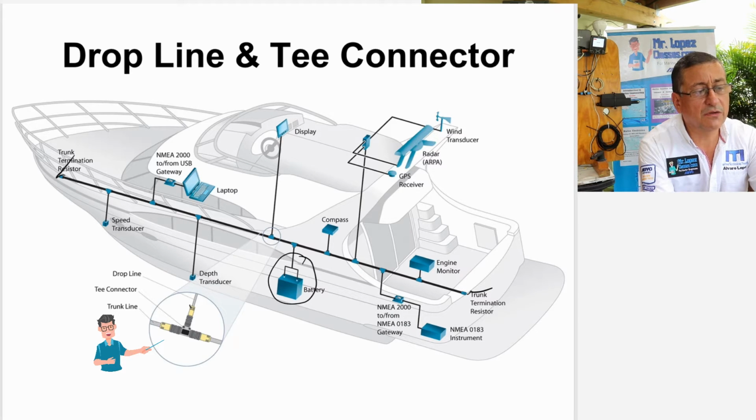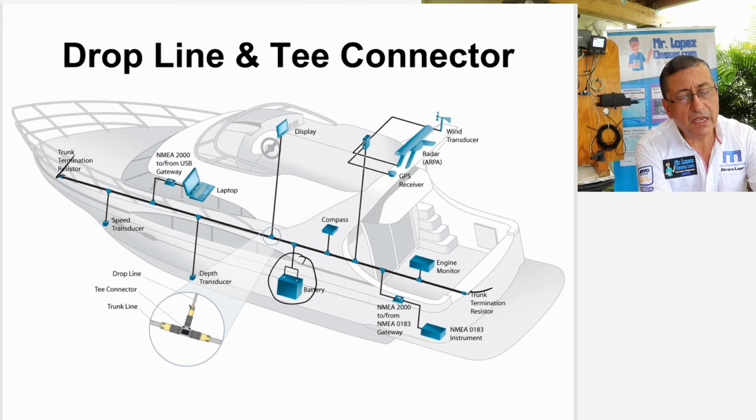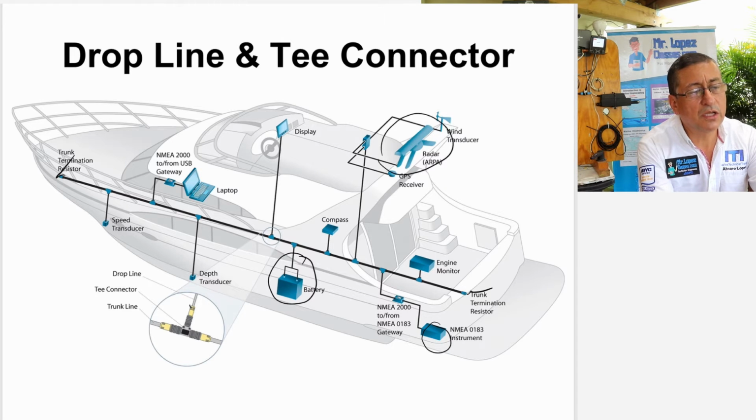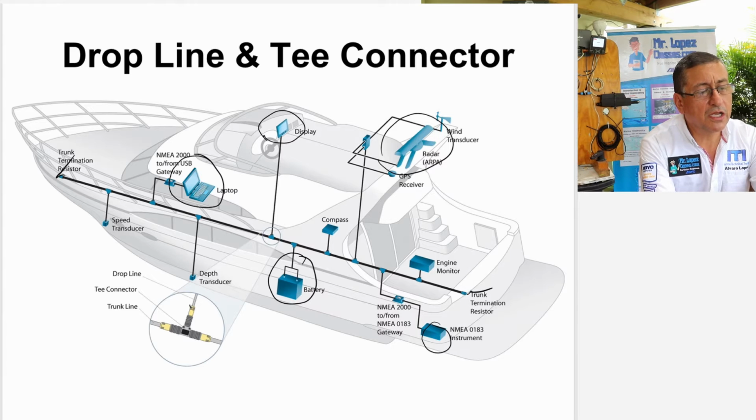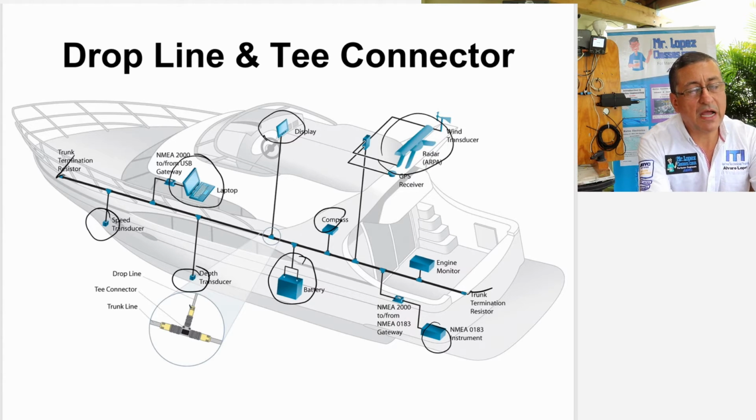This is the typical connection for power, and you have drop lines. One drop line for this instrument, another drop line for the radar, another for the display, another for the laptop, another for the transducer, another for another transducer, another for the compass. All of the equipment is connected to the central backbone, and the central backbone is moving the information back and forth.